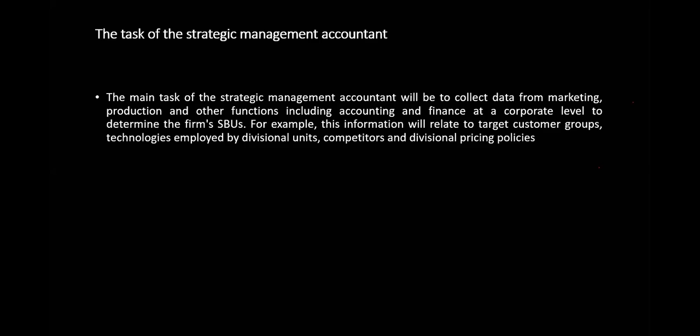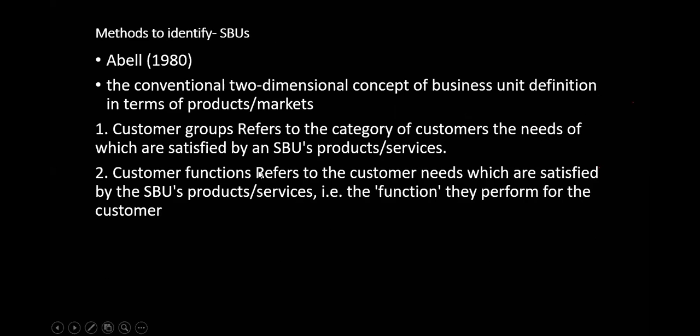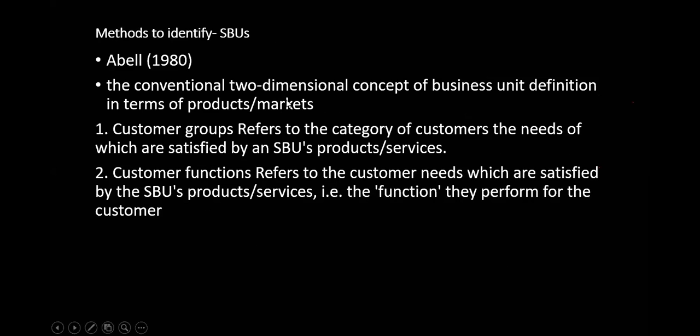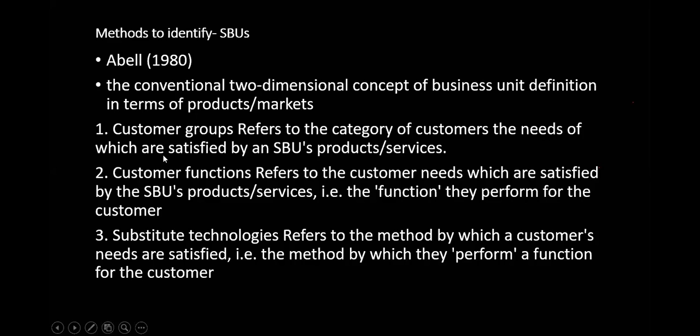For example, the target customer group information, the technology you are using to deliver the product, the performance of the functions of the product, the competitors' information, divisional pricing policies. So you have to consider these as management accounting. For example, you may combine these two methods. You may use the price, competitors, customer groups, shared experience, and also you may use the two-dimensional, traditional, conventional classification also. So there is no particular recommended method.